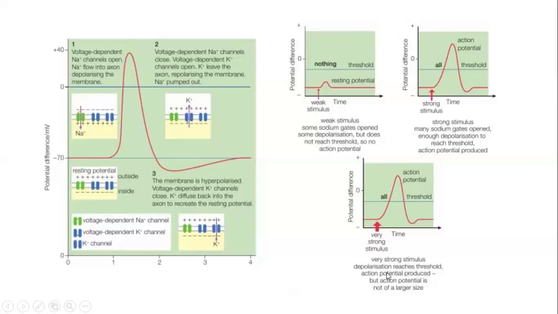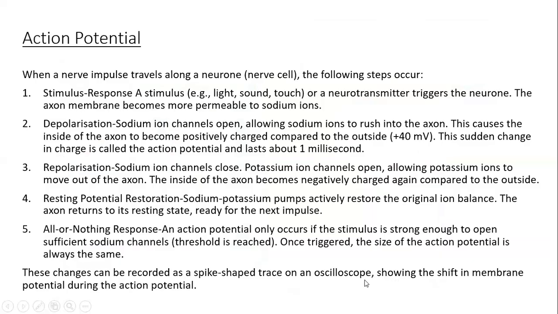Actually, we have discussed the all or nothing response here, right? What is this all or nothing response? That means a nerve impulse is going to happen either fully or it is not going to happen at all. That means the action potential is going to happen fully, or else it is not going to happen at all.